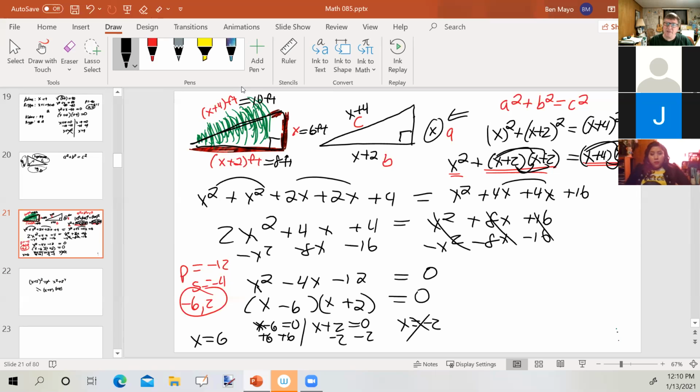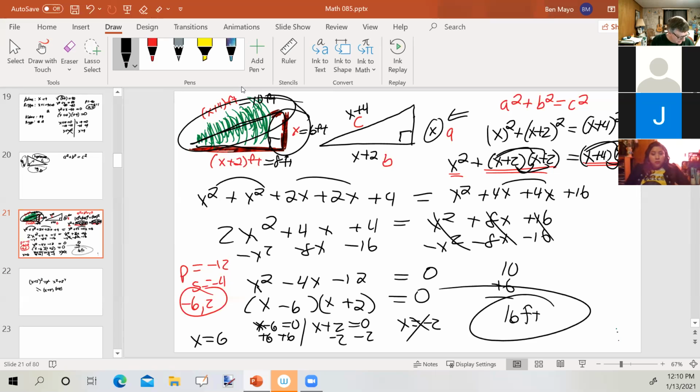Now, for the final answer, they want to know the original height of the tree before it was broken over by the wind. So we'd take this piece of the trunk, which is 6 feet, plus the tree, and we'd get 16 feet. So the final answer, the tree is 16 feet tall. Oh, it said to find X. Let's see. So X was 6 feet, and then the height of the tree originally was 16 feet. All righty. Any questions about that?